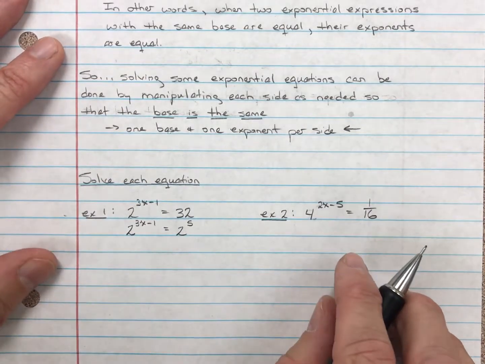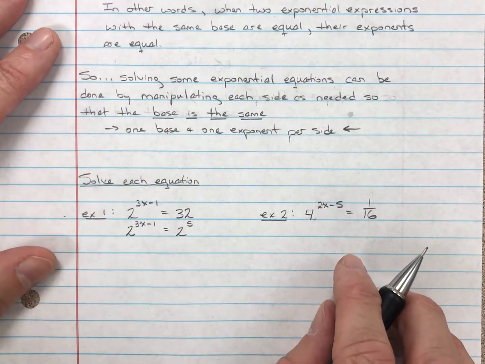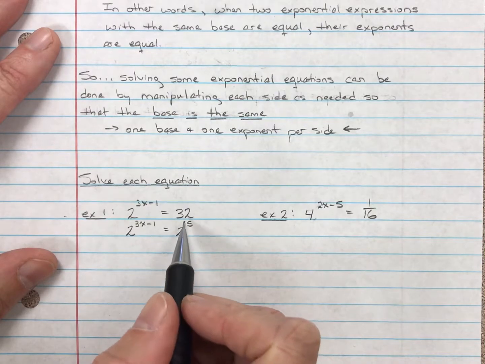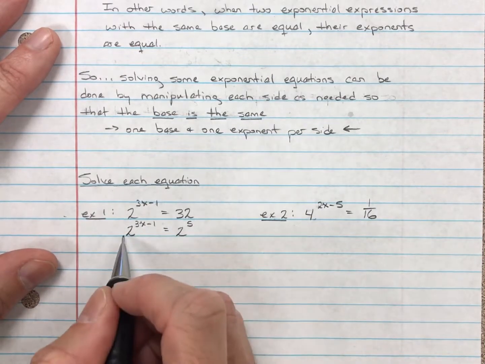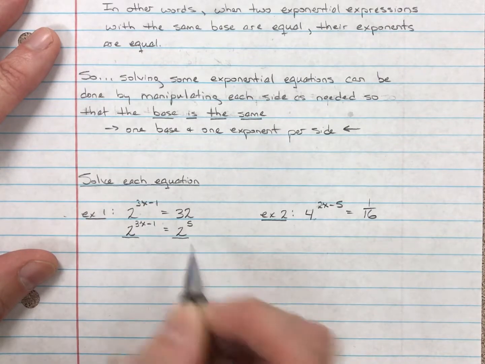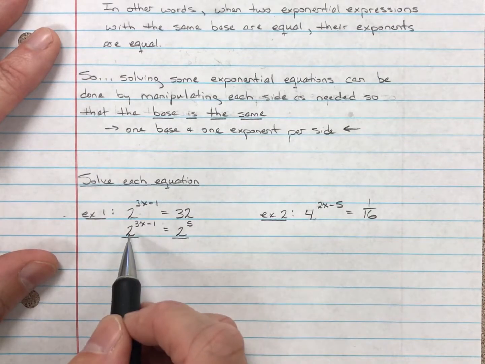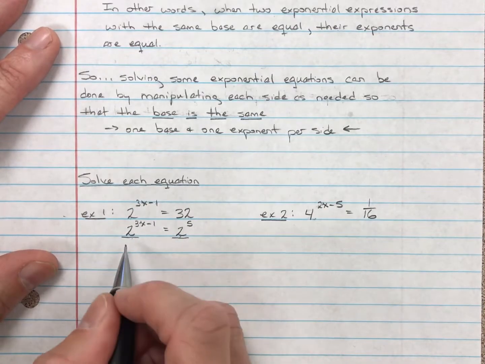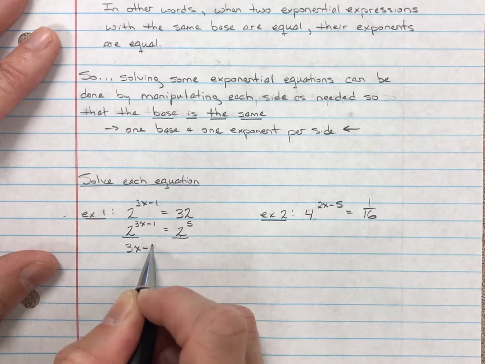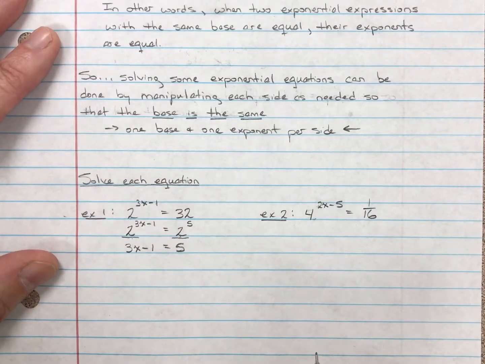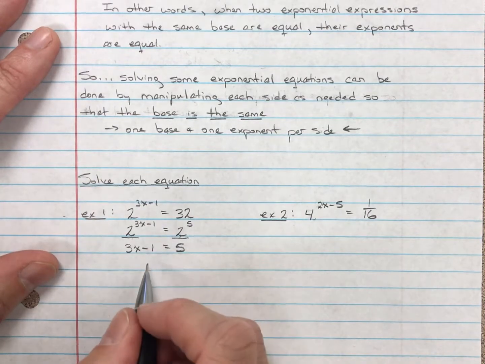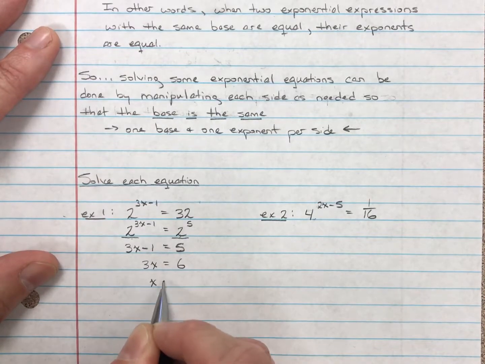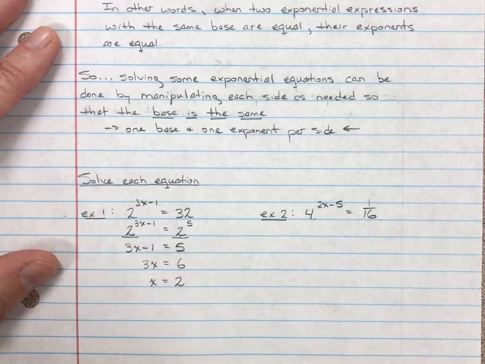Okay, so you have to have some sense of your exponents and your numbers as well to work with this stuff, depending on how complicated it gets. I happen to know pretty quickly that 32 is 2 to the 5th. So now I have one base and one exponent on each side, and the bases are equal, so I know the exponents are equal. And so now I have an equation I can solve quickly. I'll add 1 to both sides. I'll divide both sides by 3. And in this case, x is equal to 2.